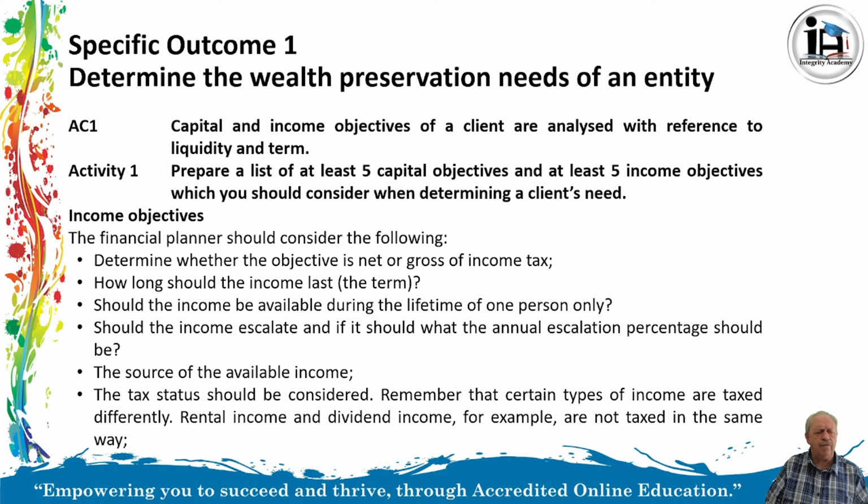The sources of available income: where does this money come from? The tax status should be considered. Remember, there are certain types of income that are taxed differently. For instance, if you get rental income, you can deduct any expenses incurred against the renting out of a property. Let's say you had to fix some broken items in the property, fix roof tiles, repaint the house. All those expenses are deducted before you are taxed on the rental income.